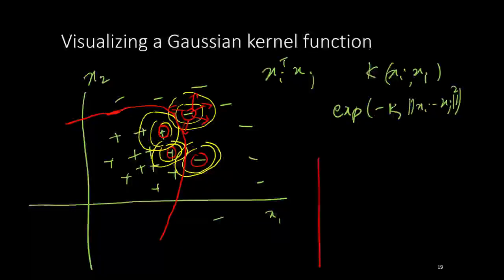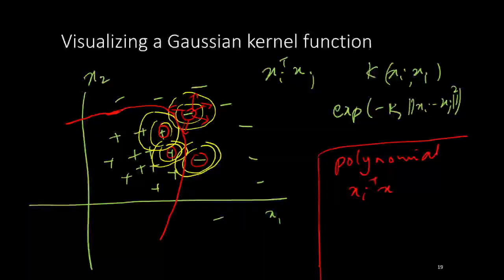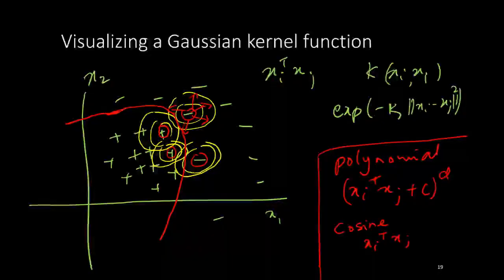Now there are other kernels that are also useful, not just the Gaussian kernel. There is something called a polynomial kernel, for example. In a polynomial kernel you will have xi transpose xj plus some constant c, to the power d. Okay, so d is the degree of the polynomial. You can have a cosine kernel where you have xi transpose xj, divided by the L2 norm of xi and the L2 norm of xj.